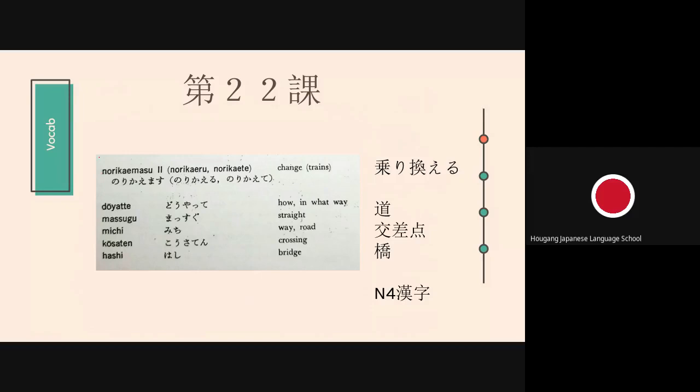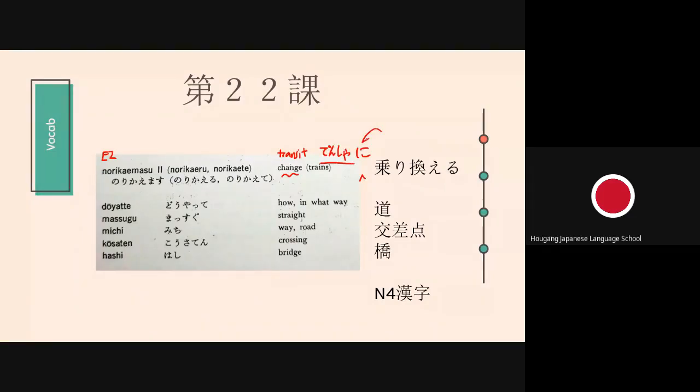Norikaimasu, we've seen in E2 before. It means change, usually trains. Of course, it can be transit also. You can change aeroplane also. Usually we use ni with norikaimasu. We must use ni. Densha ni norikaimasu.